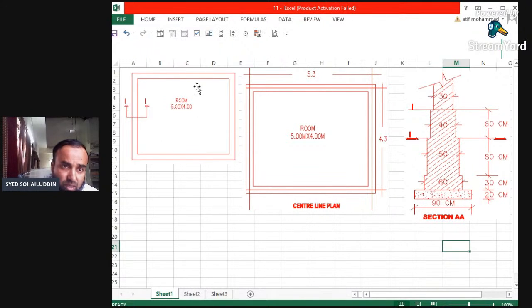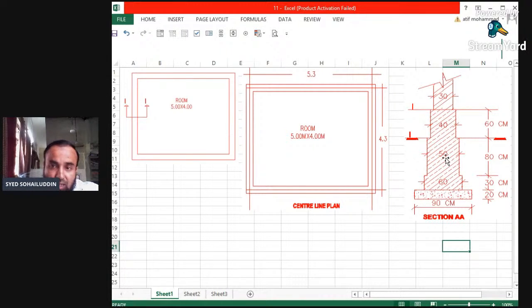You have seen various line plans of residential buildings in which this double line indicates the wall thickness. This double line along the longer direction, and along the shorter direction, this double line indicates the wall thickness. So again we have to see what the wall thickness is in the actual section.